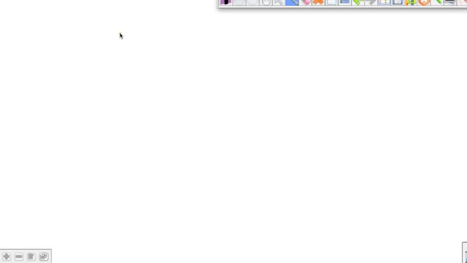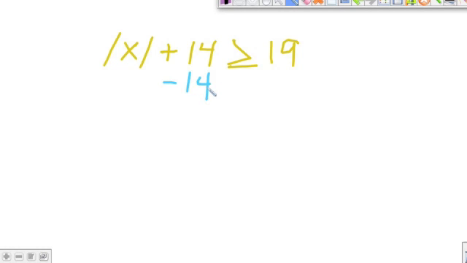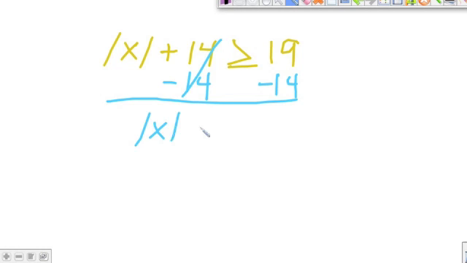So as you're noticing here, because it's absolute value, the answer could be positive or negative inside that absolute value bar. The variable could be. So because of that, we have to put down both of those options. All right, so here we go. First thing let's do is combine like terms. So I'm going to go ahead and take the inverse of positive 14, which is negative 14. Do that to both sides. My 14's cancel, giving me the absolute value of x greater than or equal to 5.